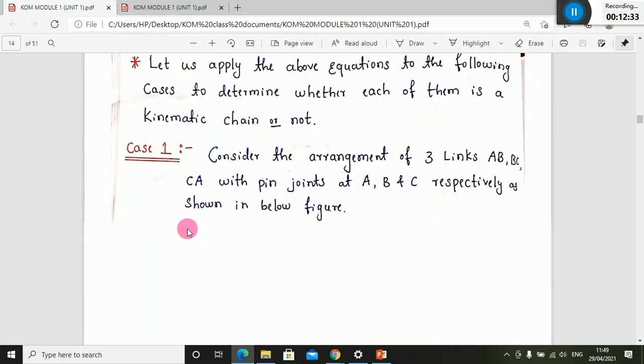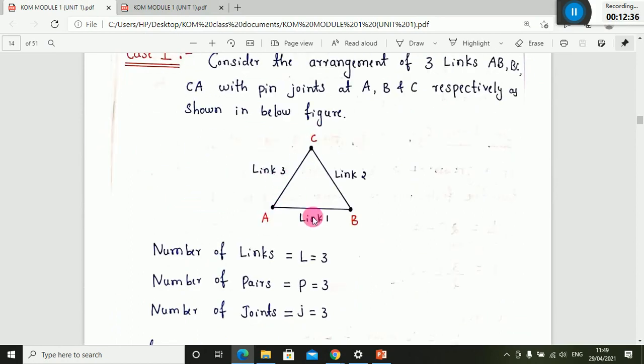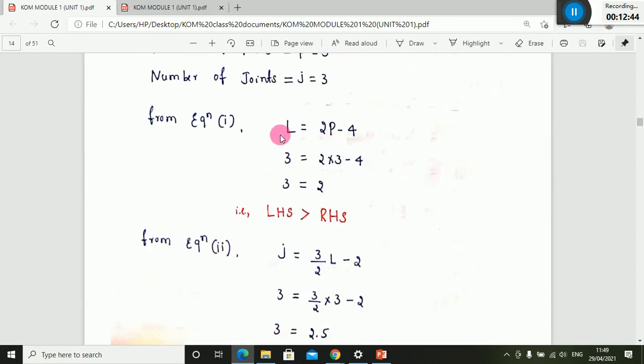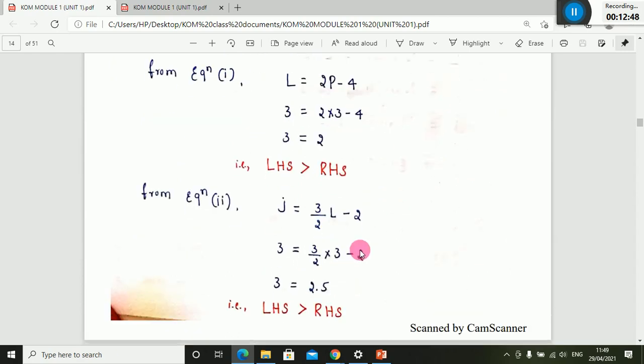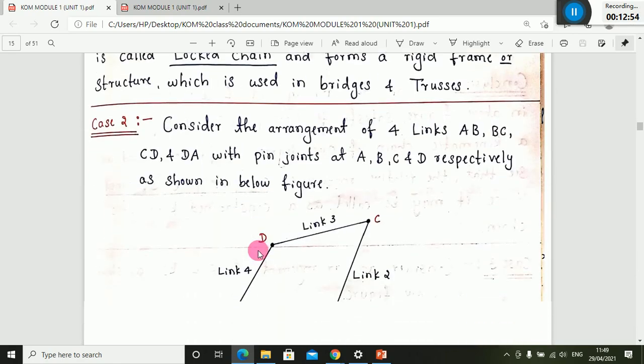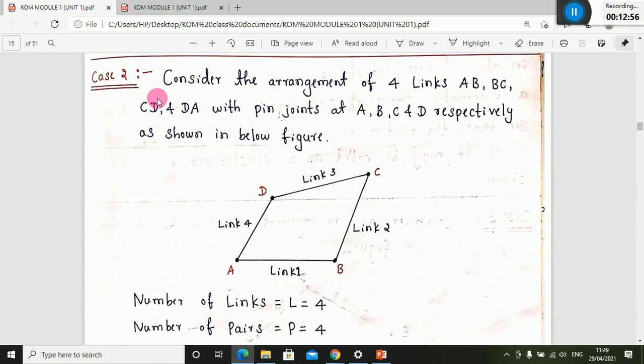I have discussed case 1. I considered a triangular figure in which there are 3 links, 3 pairs and 3 joints. I tried both conditions, L equal to 2p minus 4 and J equal to 3 by 2 L minus 2. Since LHS is greater than RHS, I can call this a locked chain. Now take the second one, case 2.